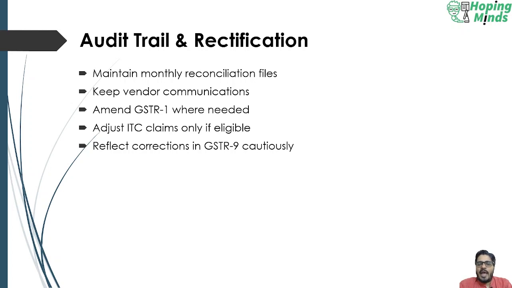Then finally, the annual return adjustment. Minor adjustments and reconciliations may be done in the annual return, that is in GSTR 9. However, these should be made with care and clear justification, as these returns consolidate the entire year's transactions and form the basis of final compliance.